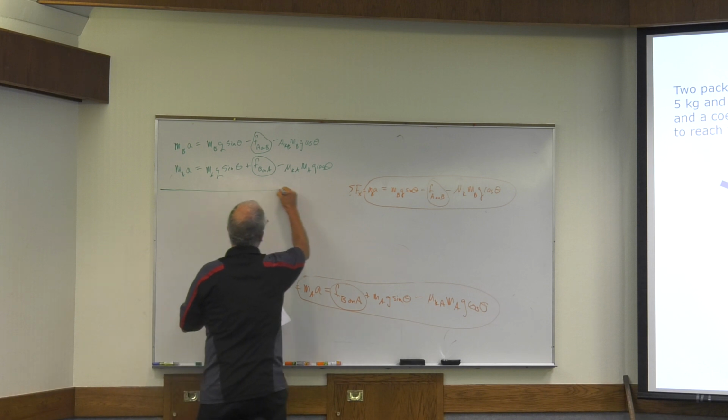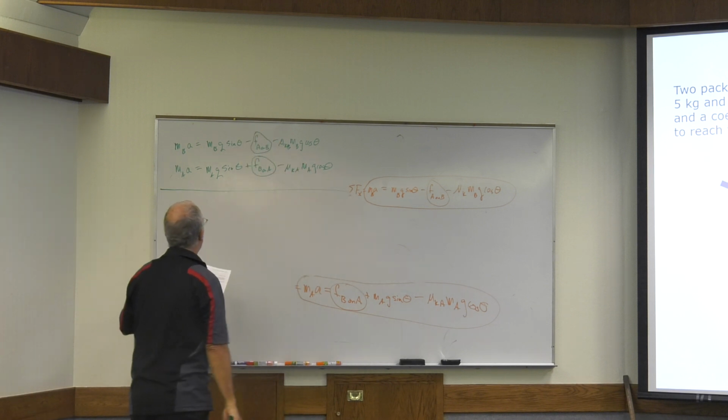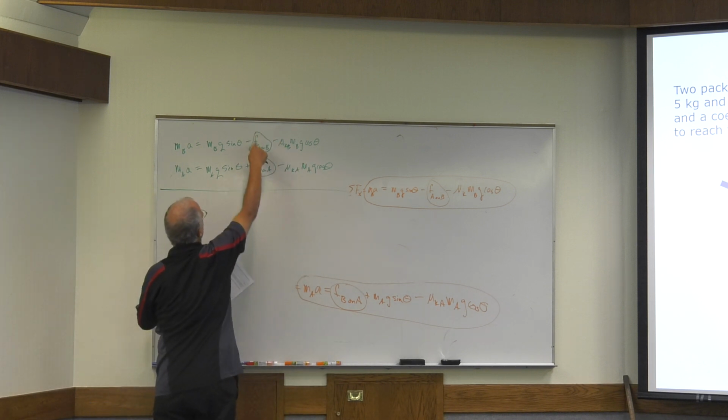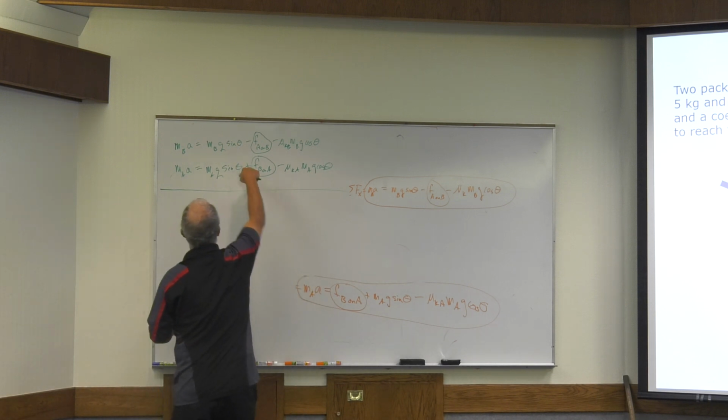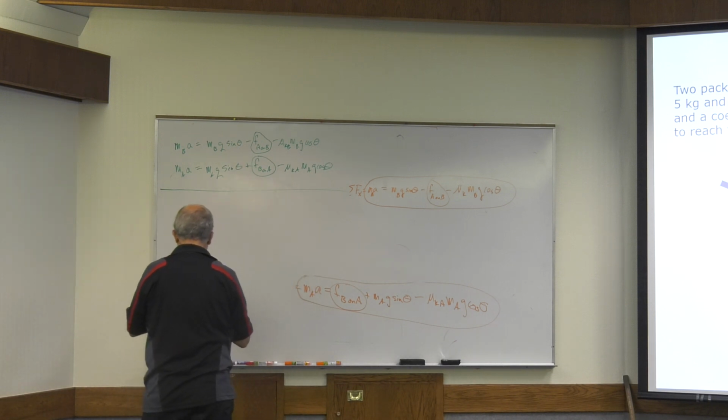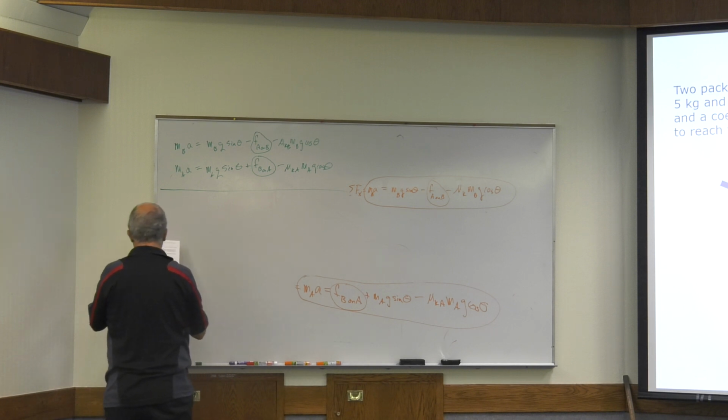So what if I just add both equations? What's going to happen to this and this? They're going to drop out, right? Because the magnitudes are equal. One has a minus, one has a plus. So they're going to drop out. That's great, right?